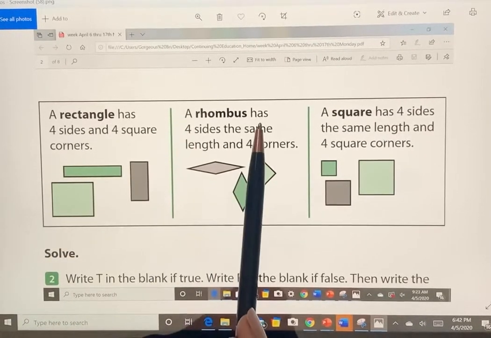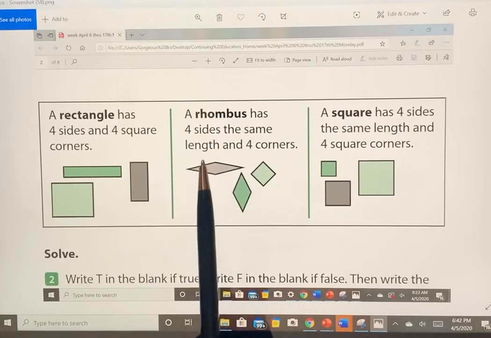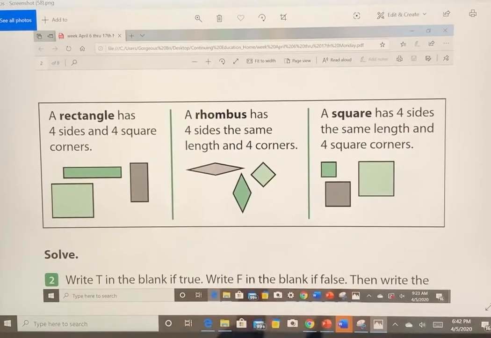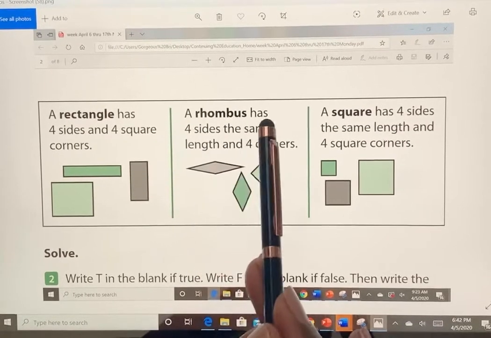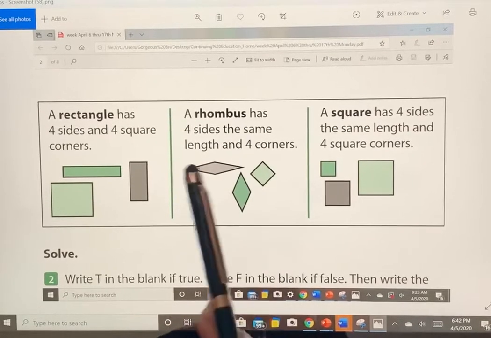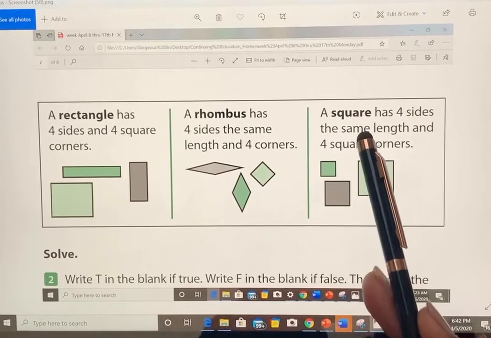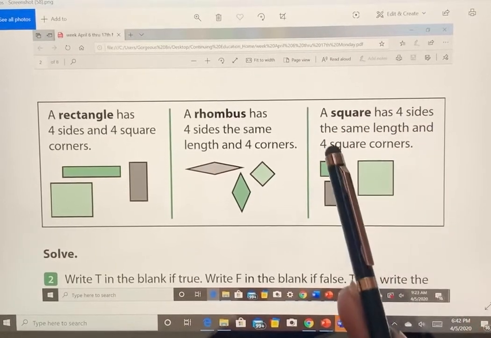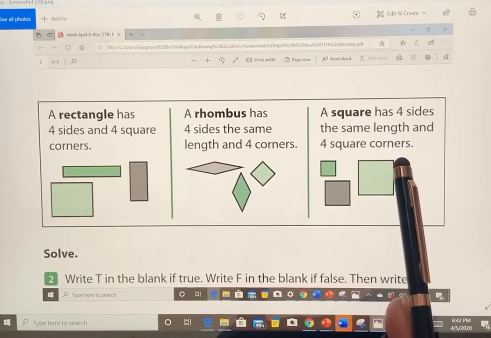A rhombus has 4 sides, the same length, and 4 corners. Very important that we note, again, a rhombus has 4 sides, the same length, and 4 corners. A square has 4 sides, the same length, and 4 square corners.